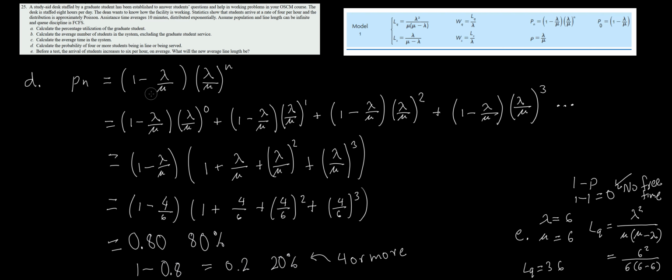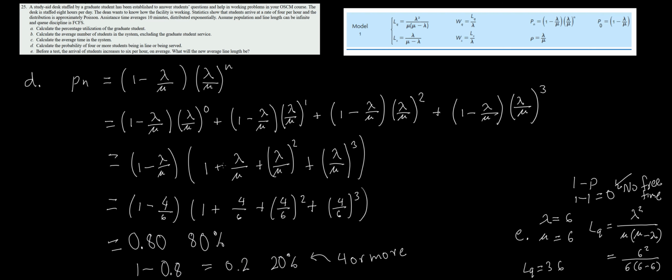We're doing parts D and E for question number 25. So to calculate the probability of having 4 or more students in line or being served is through this formula here. P of n equals 1 minus lambda over mu times lambda over mu to the power of n. And so to calculate this, we have to write out this long formula here. This long formula represents the probability of having 0, 1, 2, or 3 students in the line.